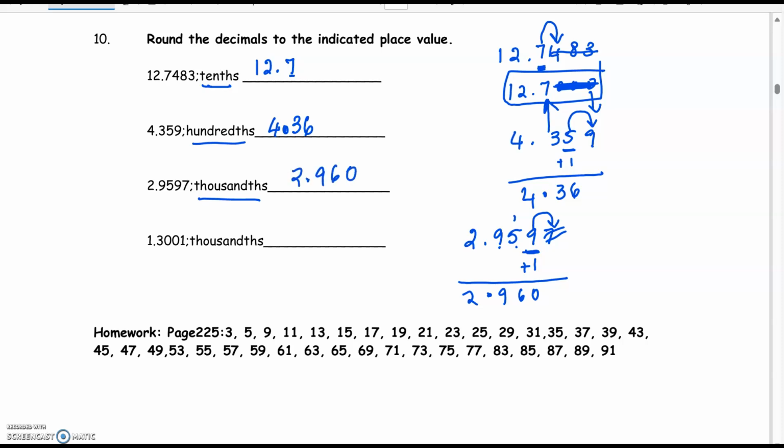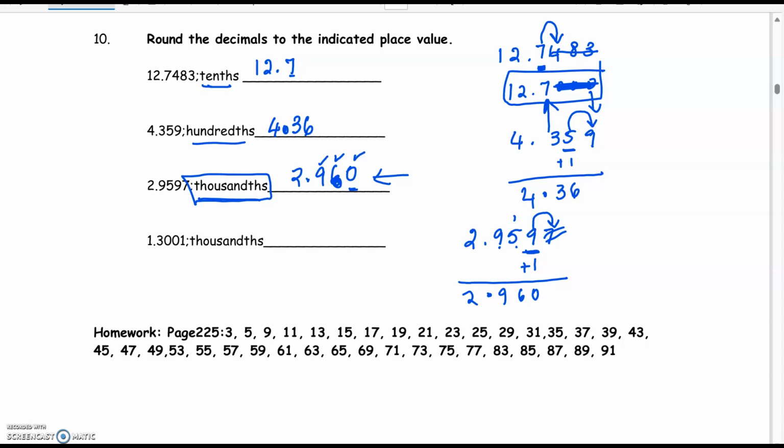2.960. Just like before, if the question says round it to the thousandths place, you need to make sure that your thousandths place is visible, right? Do not discard the thousandths place. Even if it is a 0, you still have to show it. So this sends a message that the number has been rounded to the thousandths place.